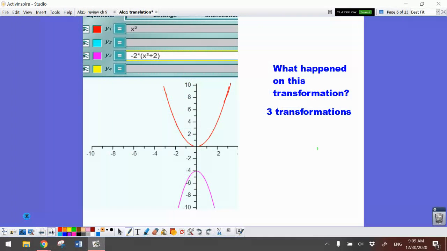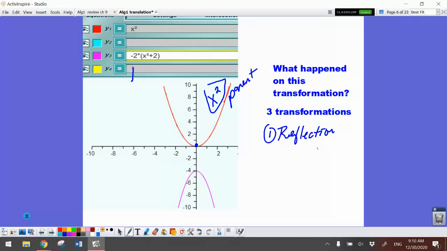Okay, so let's take a look at this transformation. There's 3 things that happened from the red to the purple, from the top one to the bottom one. So the top one, this is our parent function. This is x squared, okay? So we always compare back to the x squared. And the x squared, that one goes through 0, 0, and it actually kind of splits the quadrant, okay?